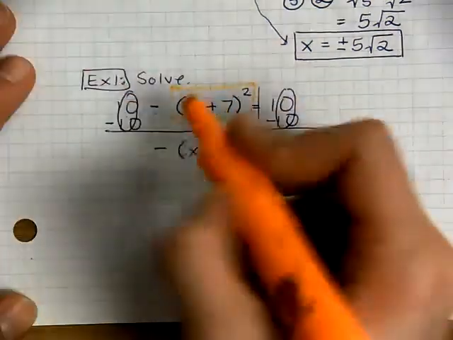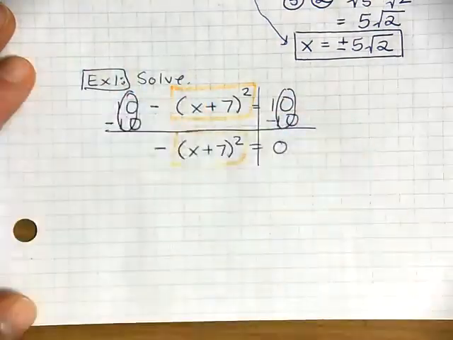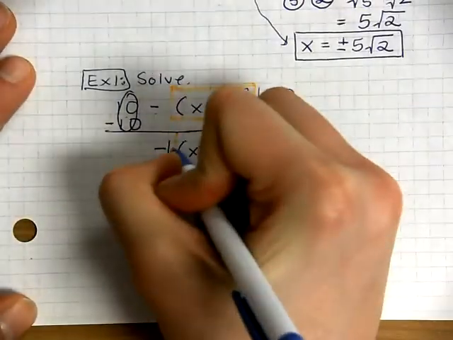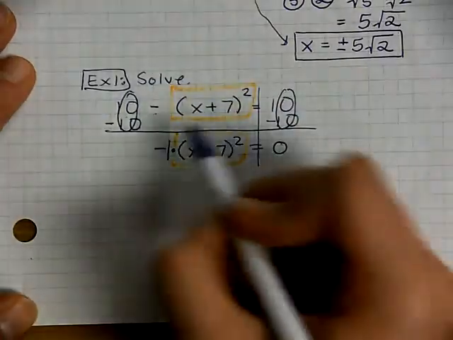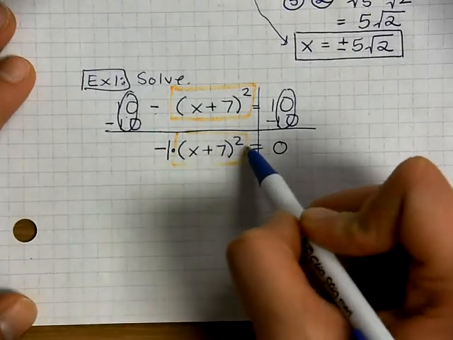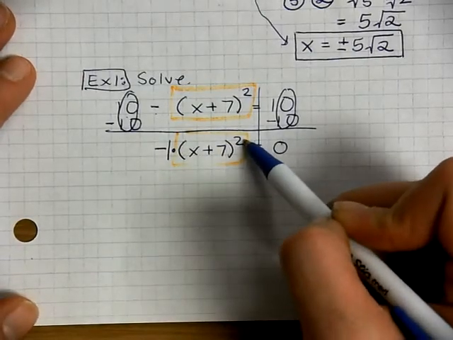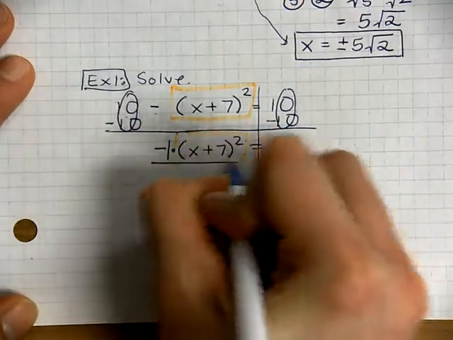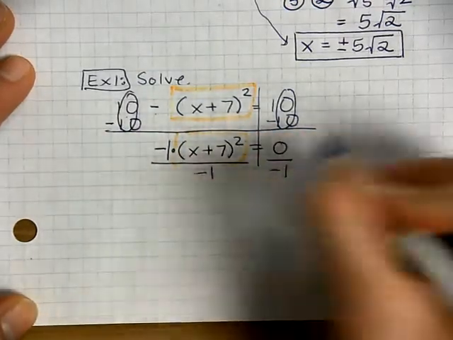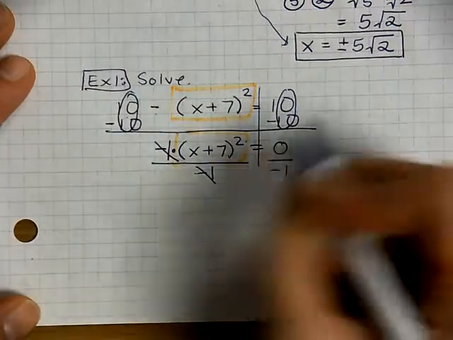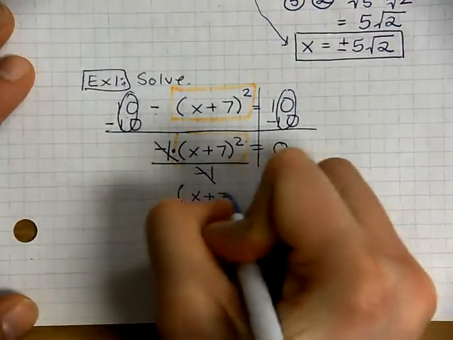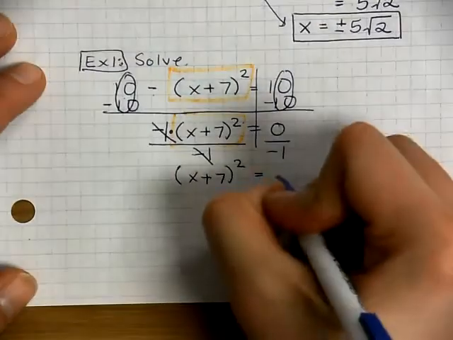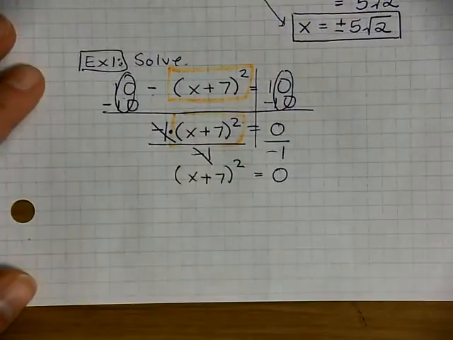Now I have not isolated what's being squared yet. I still have this negative out front, and you guys know that if there's a negative out front, that's really like negative 1 times that. We cannot distribute the negative 1 because the distributive property only works if we're not raising the parentheses to a power. So instead, to get rid of that negative 1, I divide both sides by negative 1. These divide to be a positive 1, so I'm just left with (x plus 7) quantity squared. 0 divided by negative 1 is 0.